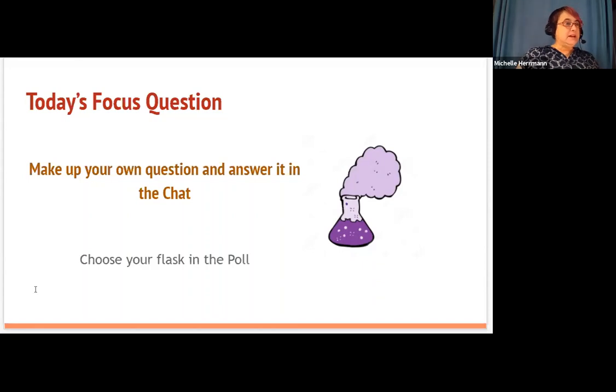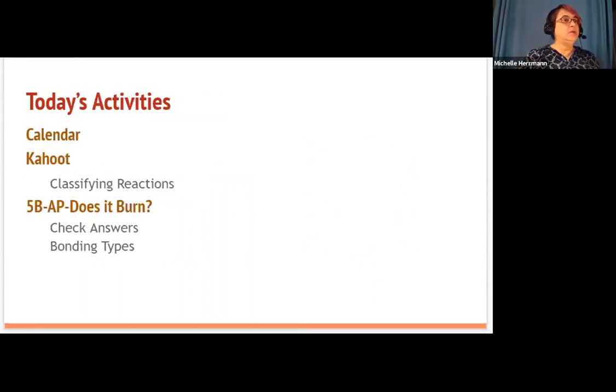Here's what's happening today, a variety of items. We're going to take a quick look at the calendar. We looked at the calendar yesterday, but I want to look at it again. We're going to do a Kahoot about classifying reactions, so some practice. And then we're going to take a look at Does It Burn, which is originally due today, but depending on how far we get today, you may want to hold off on turning it in until tomorrow. I have some people that have already turned it in, so mileage may vary, and that's totally fine.